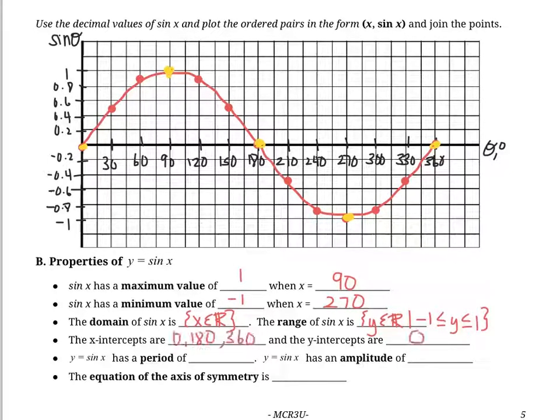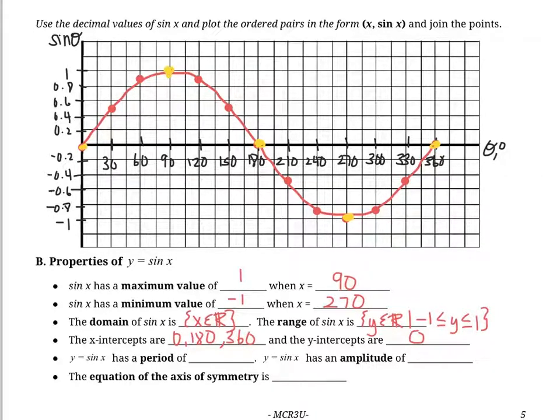Taking a look at x and y intercepts, we can see that we have x-intercepts of 0, 180, and 360, so those are the ones we have listed here. However, that's only if we have one cycle graphed. If we have multiple cycles graphed, then we're going to have x-intercepts at any multiple of 180. If we keep on adding 180 to 360, we get 540, and so on. In terms of our y-intercept, there's only going to be one. It's only going to cross the y-axis one time, at 0.